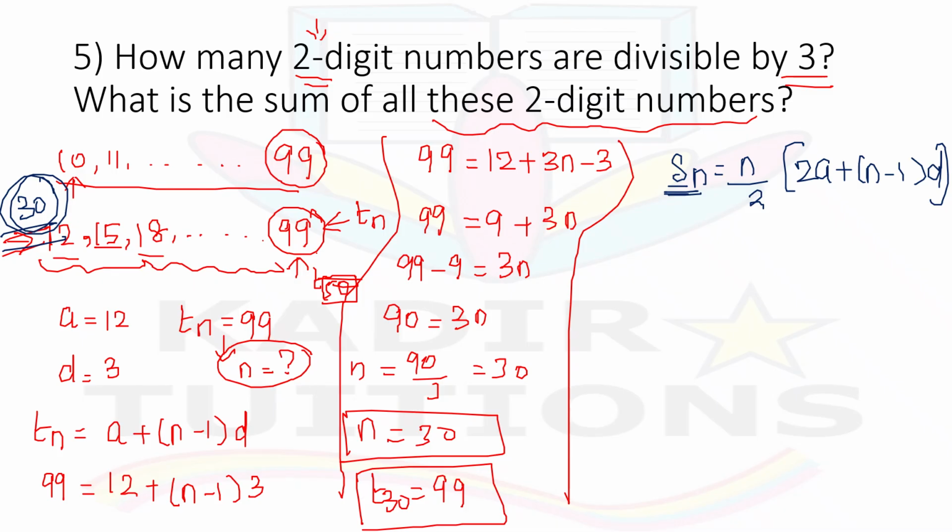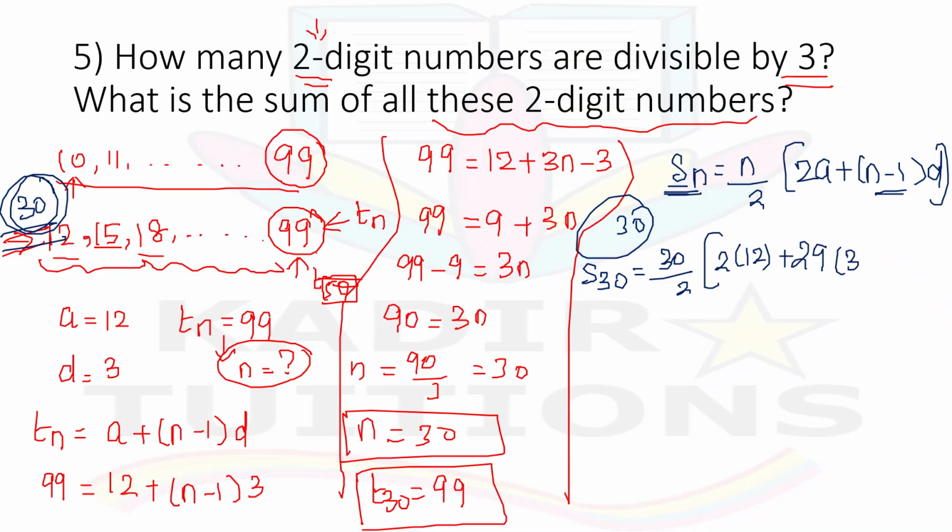Over here, how many terms are we going to add? It is 30. So I can make this Sn as S30. S30 equal to 30 by 2 (2a. What is the a value? 12. 2 into 12 plus (n minus 1). What is n minus 1? It is 29, and d value is 3). So we just multiply, and we'll get the summation of these 30 terms.